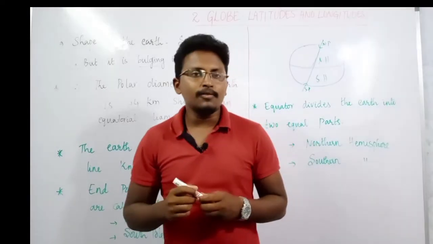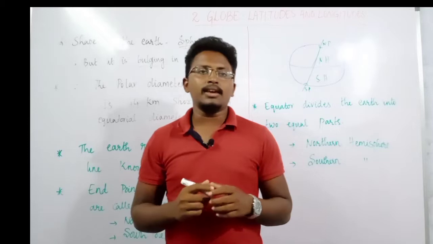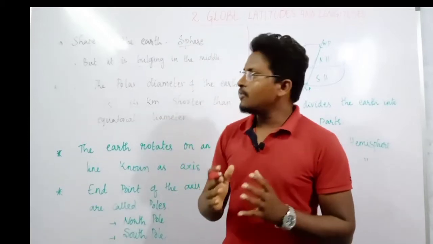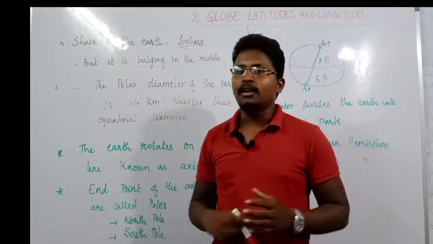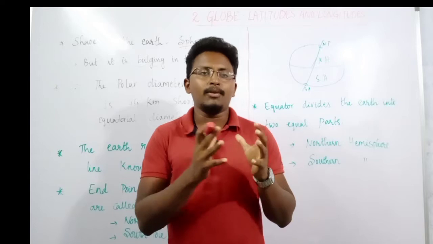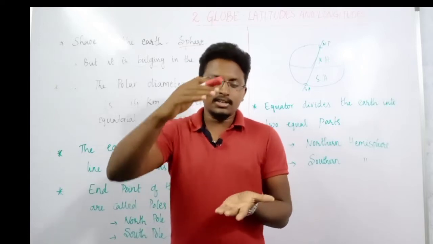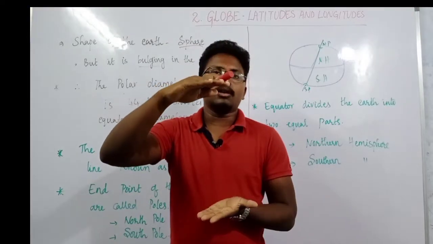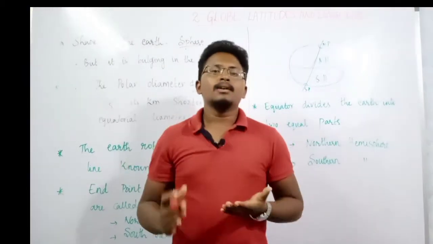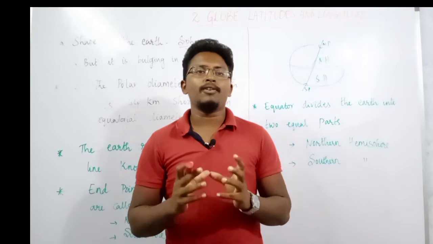But the shape of the earth is not exactly, completely like a sphere. Somewhat it is bulging in the middle. Bulging in the middle means, suppose you take any ball, like a volleyball, basketball or football, and you put your hands on the top of the ball and below the ball, and if you press like this, you can see some kind of bulge in the ball. So that is the shape of our earth.